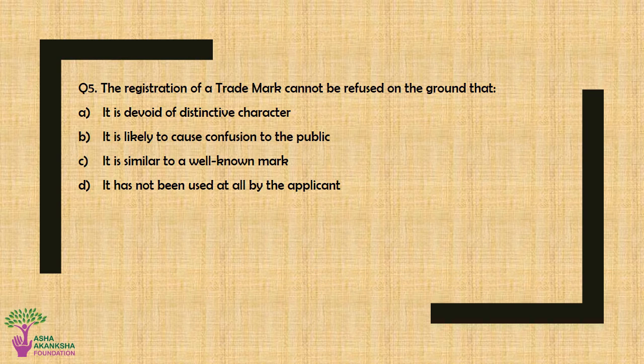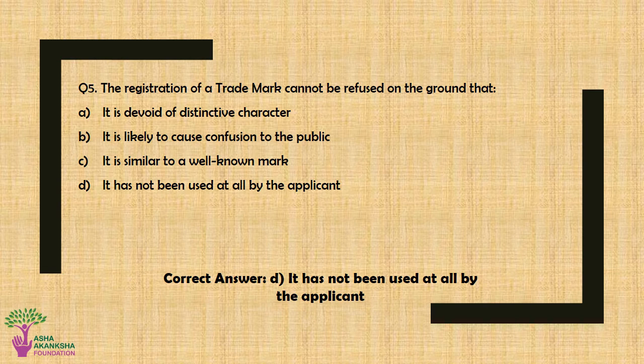Question number 5. The registration of a trademark cannot be refused on the ground that option A. It is devoid of distinctive character. Option B. It is likely to cause confusion to the public. Option C. It is similar to a well-known mark. Or option D. It has not been used at all by the applicant. The correct answer for this question is option D. It has not been used at all by the applicant.